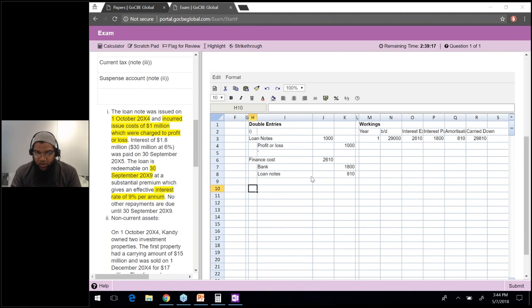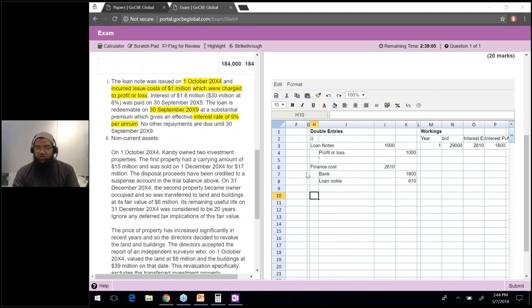Kulsum is asking whether we are required to show the accounting entries. No, Kulsum, the accounting entries are not important. But I prefer the concept of accounting entries for two reasons. The first reason is that you have control over the impacts to be taken: loan notes to the balance sheet, 1,000 to P&L, 2,610 to P&L, and 810 to the balance sheet. There are four impacts that should be incorporated. So that I remember these four points, I'm writing the double entry.